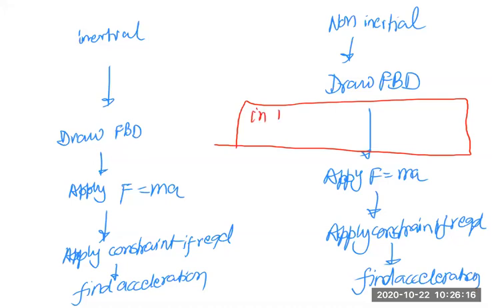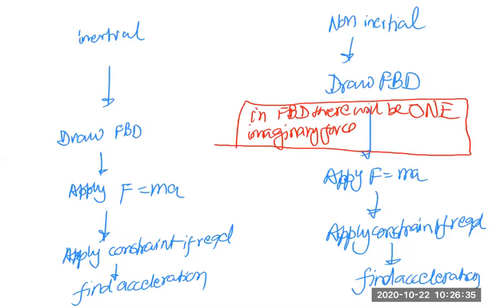So in FBD, there will be one imaginary force, or pseudo force. So what is the difference between an inertial observer and a non-inertial observer? The difference is that for the non-inertial observer, there can actually be more than one; for us it is one. I am marking it with a star: for us it will be one, but more than one is possible, it is not that only one will remain.